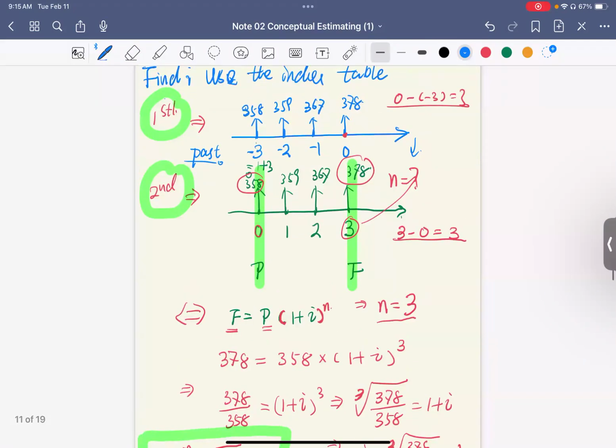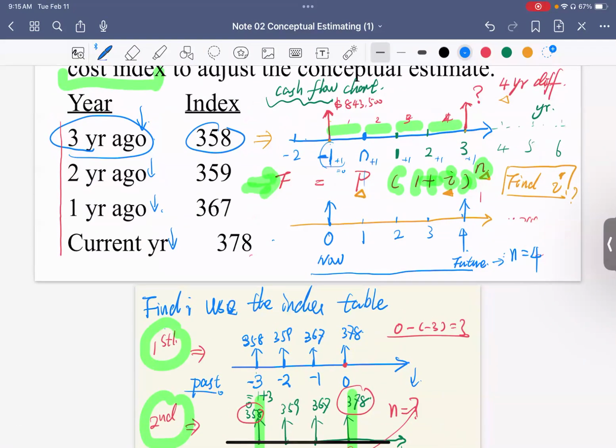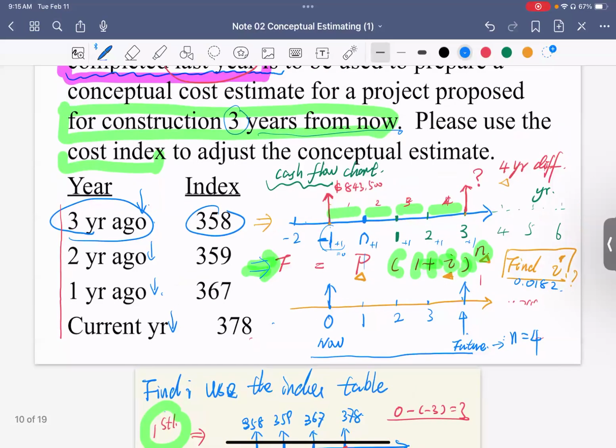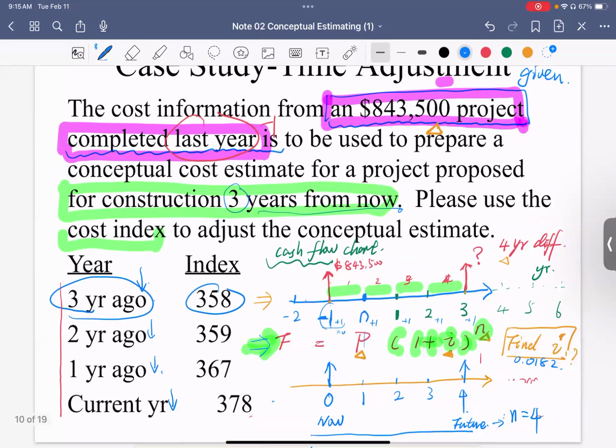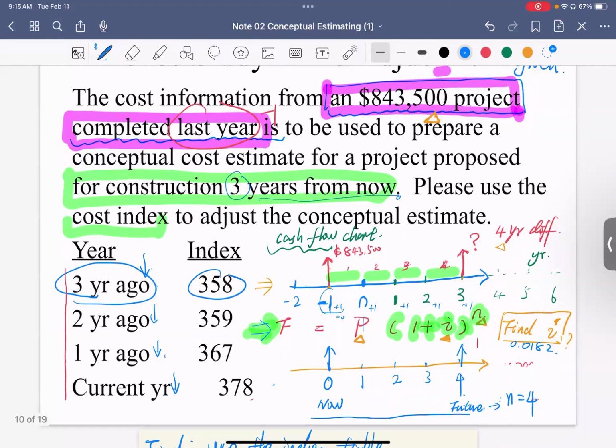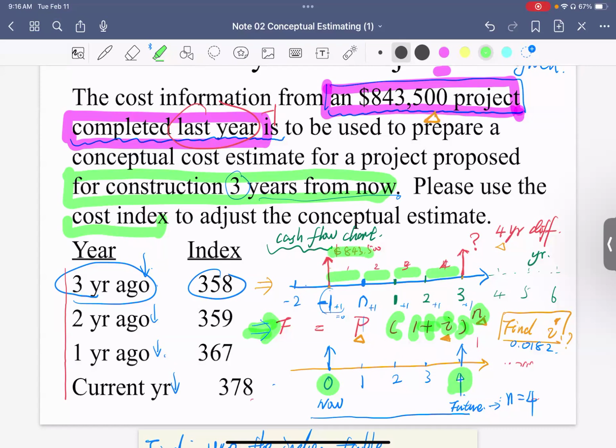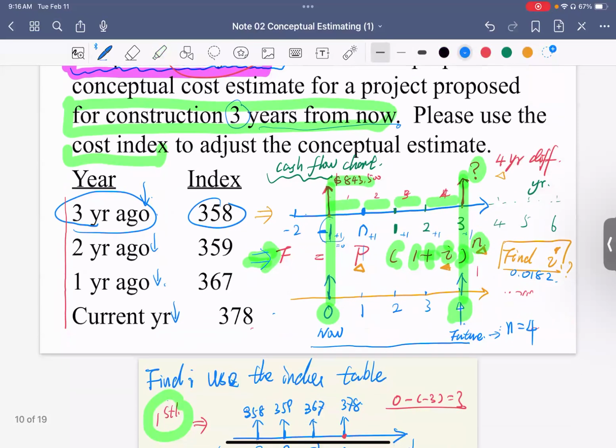Now that we've defined i, we come back to here. So we find i is equal to 0.0182, and we come back to this equation. So we know the P. Could you tell me what the P is here if we're going to use this equation? If we're going to find the proposed project 3 years from now, and we know the project 1 year ago. Since we already converted this -1 to 0, and 3 years from now is converted to 4, we understand that the current year value is this one, and the future year value is the same as here. So that is easy now.